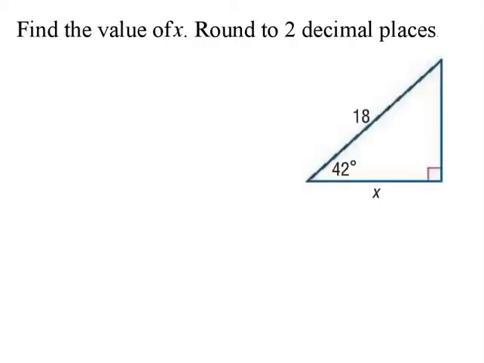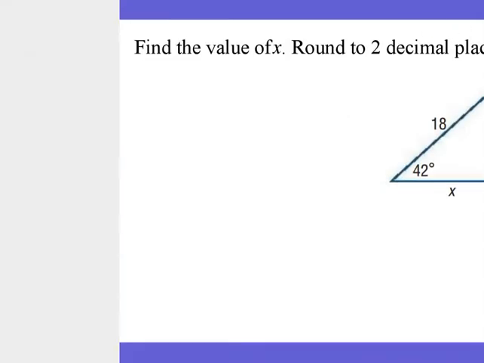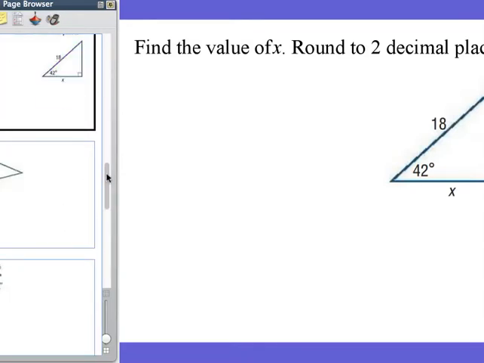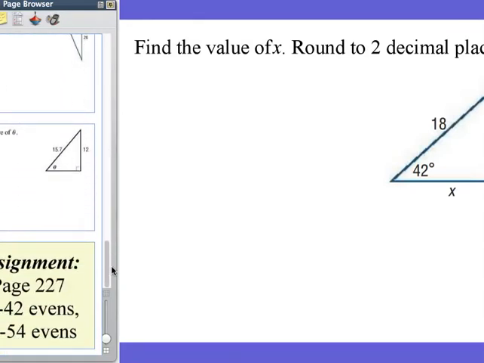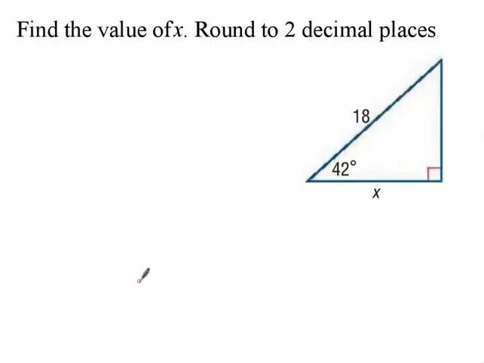Alrighty, here we go. We're going to start using your calculators. Real quick, let me just double check how many more we got. Okay, so it says find the value of x to 2 decimal places. So we're just solving right triangles.